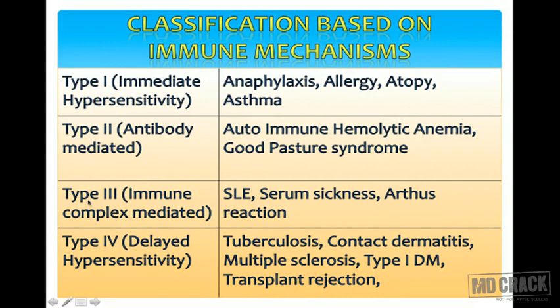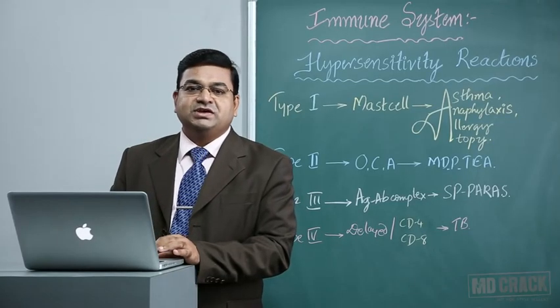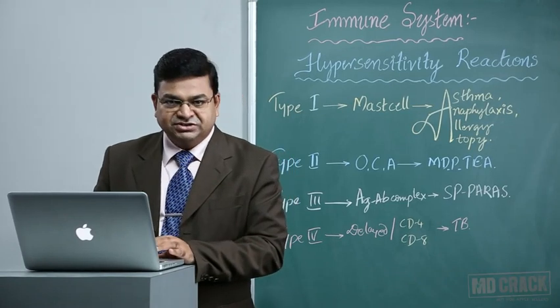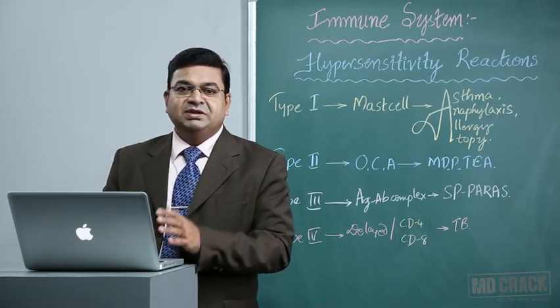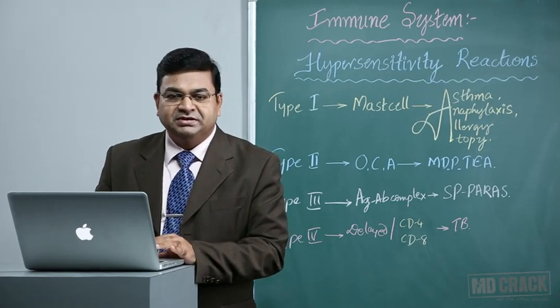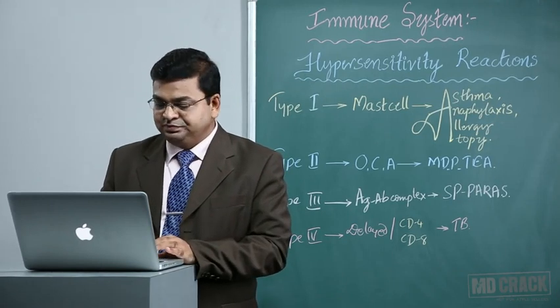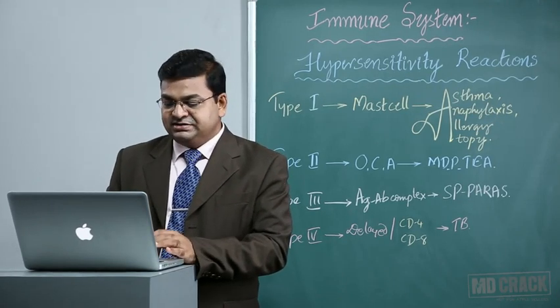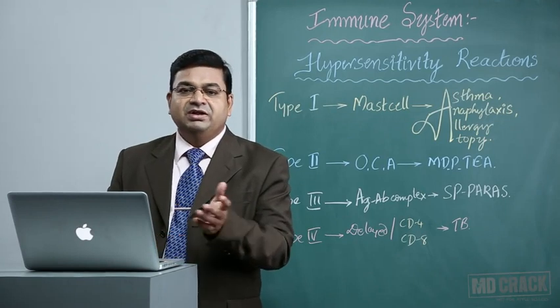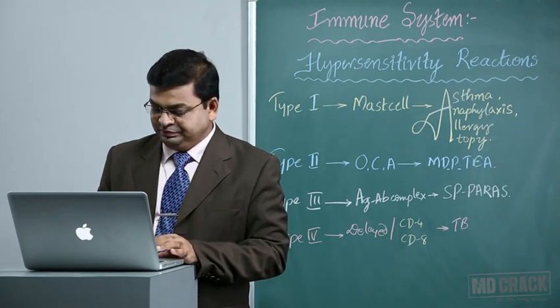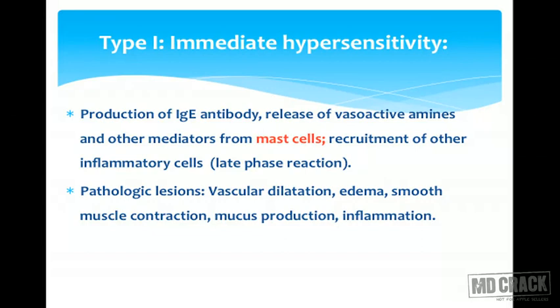Type 3 is also called antigen-antibody mediated or immune complex mediated, mainly SLE. Other disorders like serum sickness and arthritis reactions are also examples of type 3. Type 4 is known as the delayed type of hypersensitivity reaction. Classical example is tuberculosis and the tuberculin injection. Then contact dermatitis, multiple sclerosis, and even organ transplant rejections. So let us see one by one.